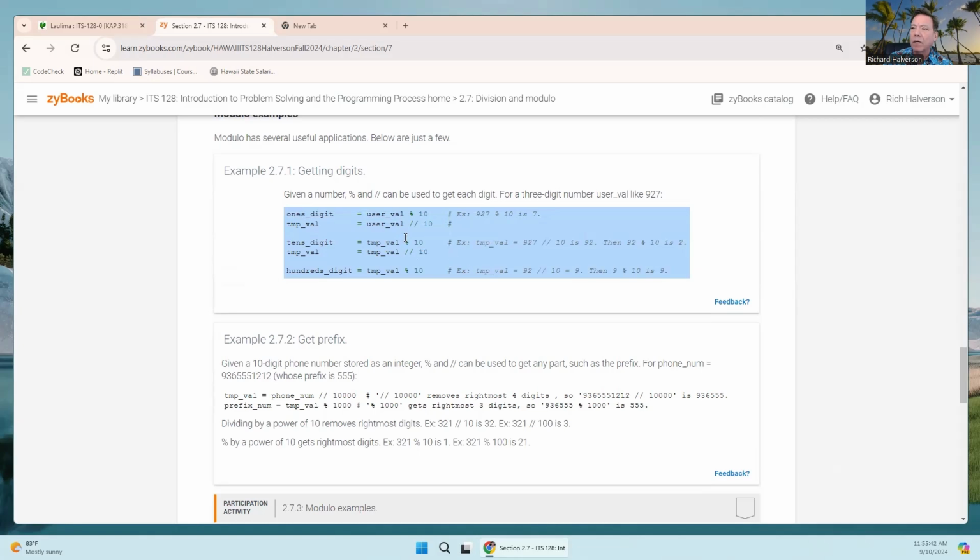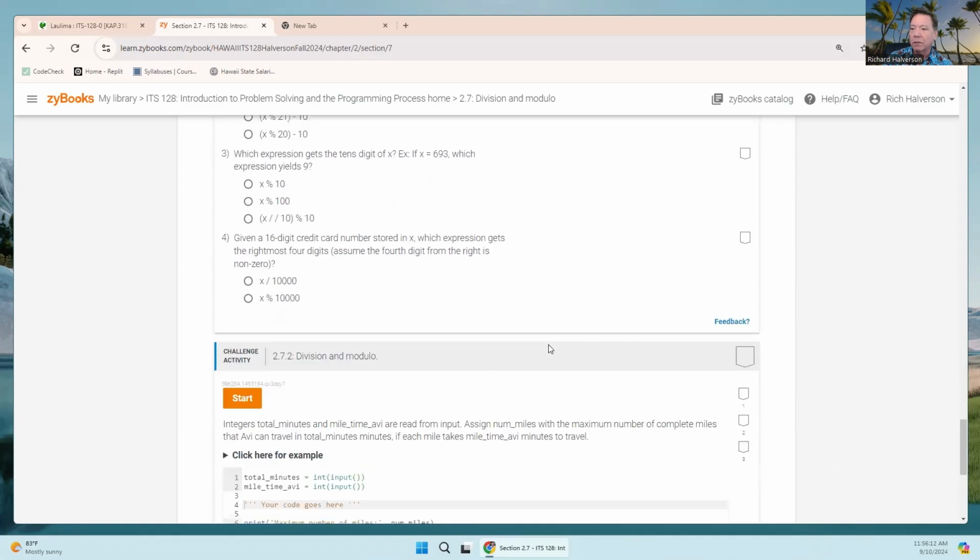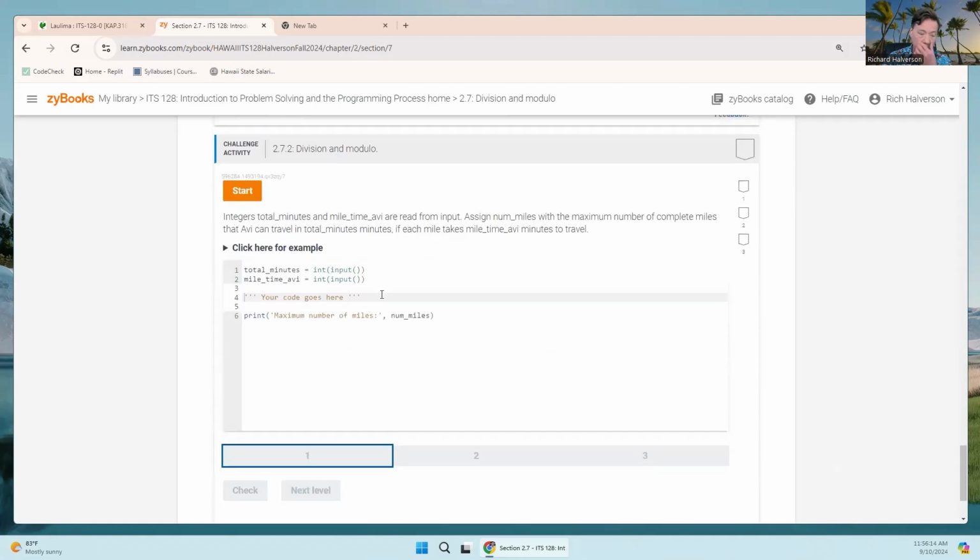Here's an example of how we use it to get digits. Here we have a number 927. What if we want to just get the digit 7, and then just the digit 2, and then just the digit 9? The modulo and integer division operations are good for getting that really easily. So let's see what this challenge activity is here.